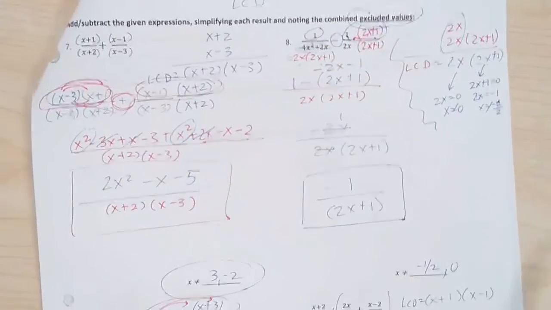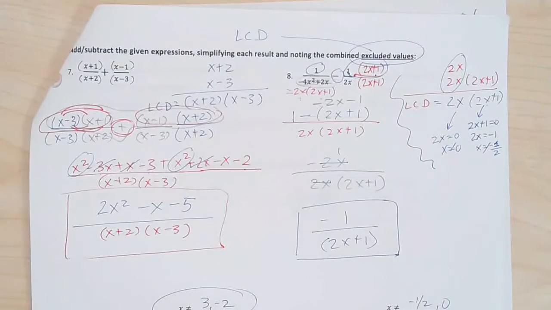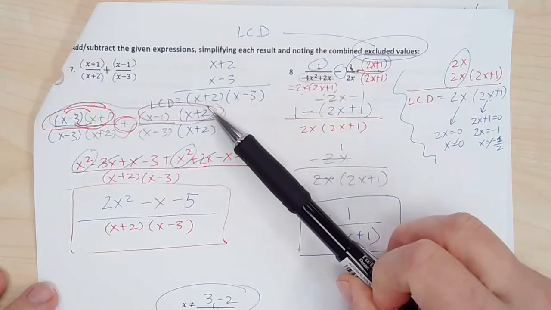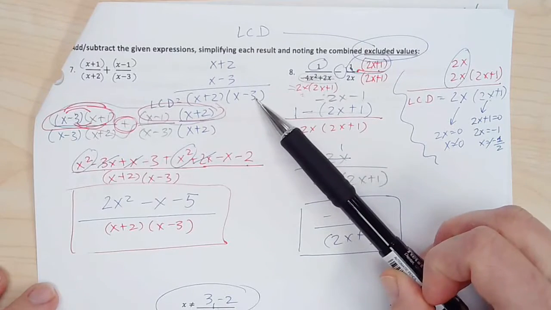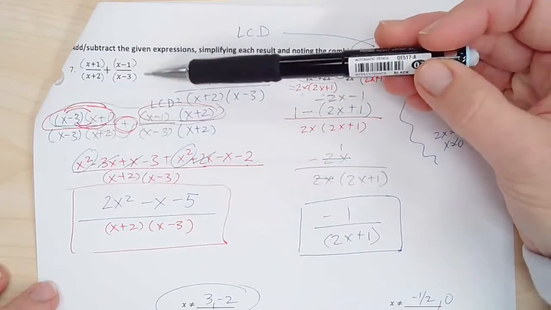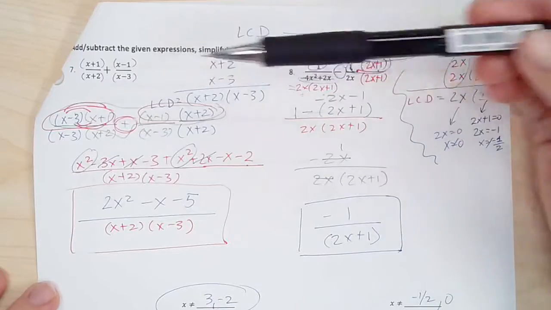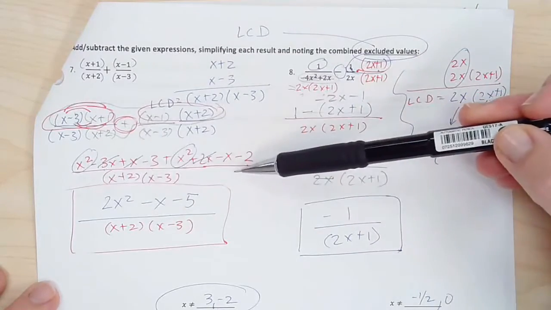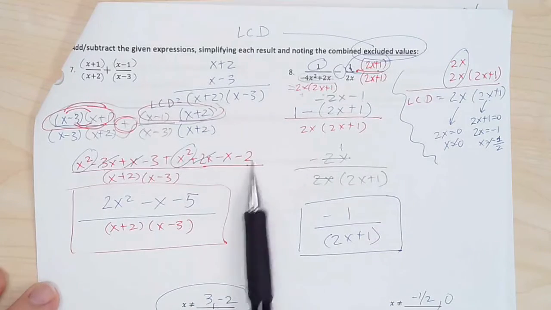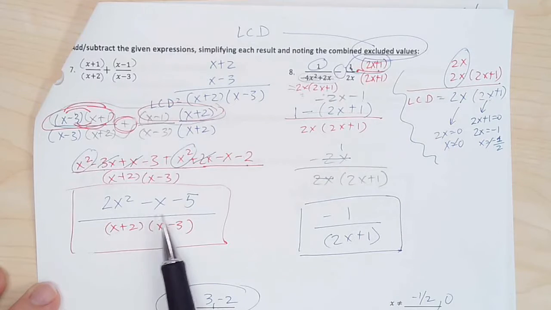Number 7 on the back, now stating the excluded values. That means look at the LCD, say what it cannot equal, and there was a space for it down here. So the LCD is going to be x plus 2 times x minus 3, which means you have to multiply the first fraction by x minus 3 over itself, the second fraction by x plus 2 over itself, and you are adding, so combine into the LCD, multiply, and then add up your like terms. What you should have gotten is 2x squared minus x minus 5 all over x plus 2 quantity x minus 3, excluding 3 and negative 2.